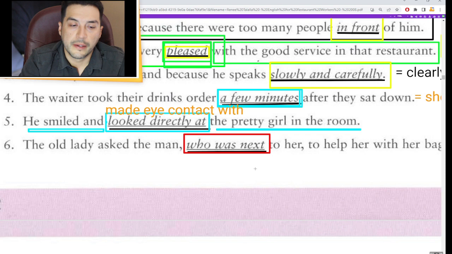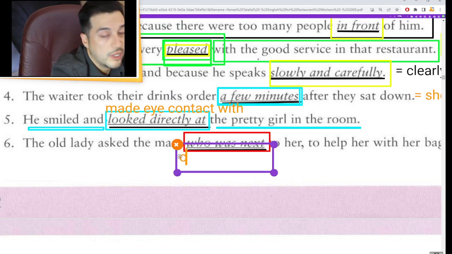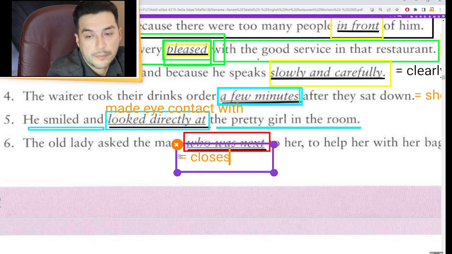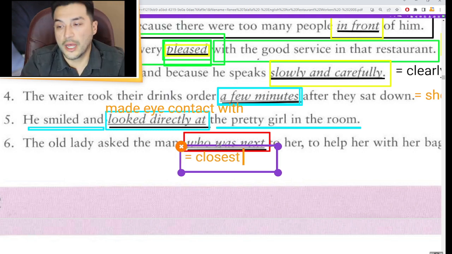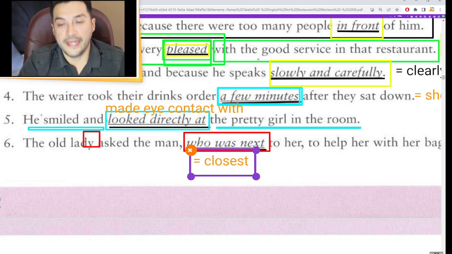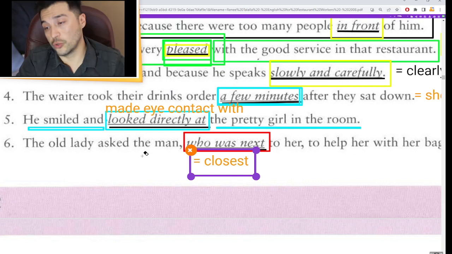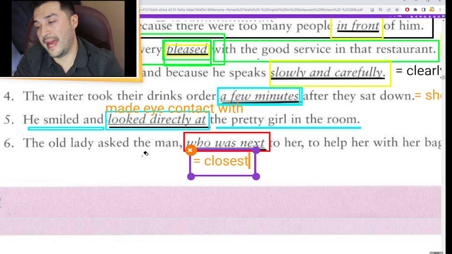Number 6, the old lady asked the man closest to her to help with her bag. Excellent. So now we got the old lady asked the man closest to her to help with her bag.